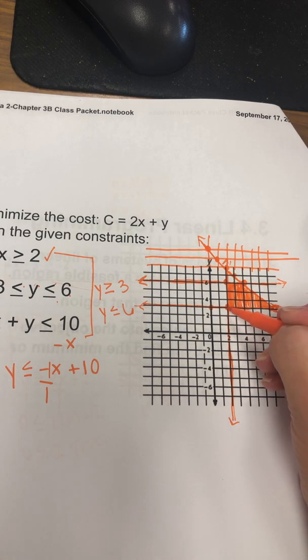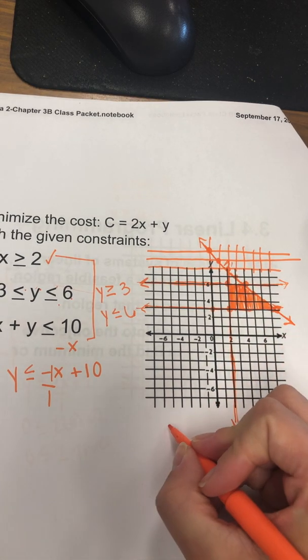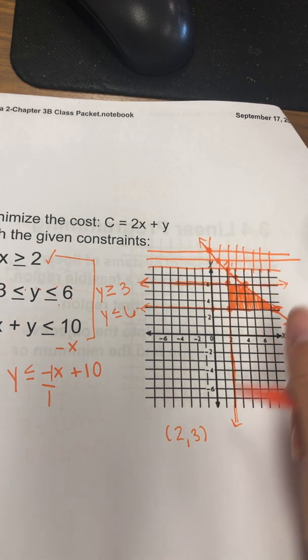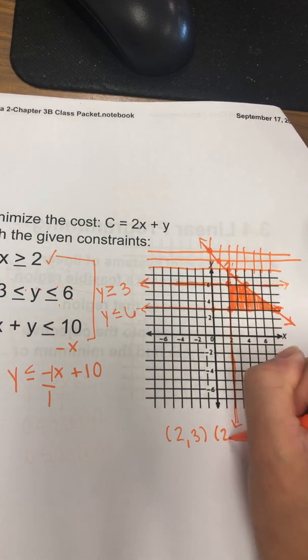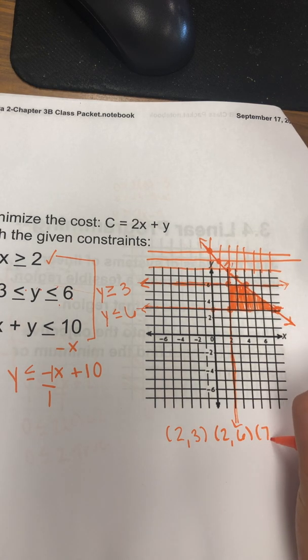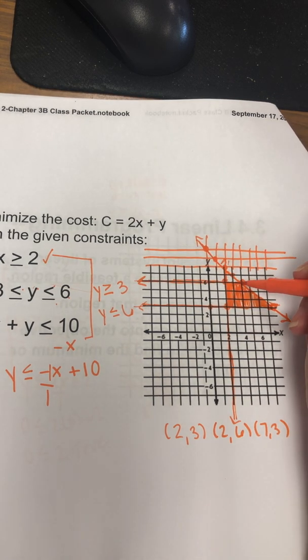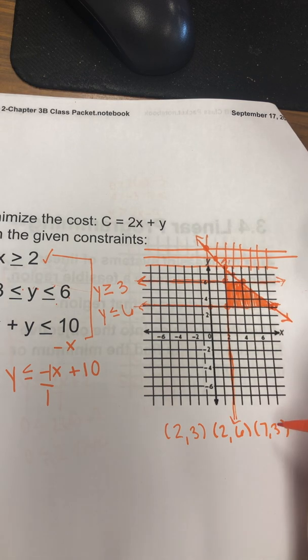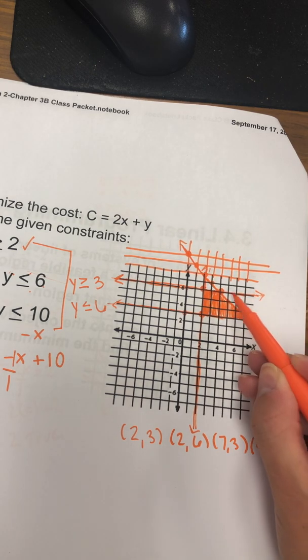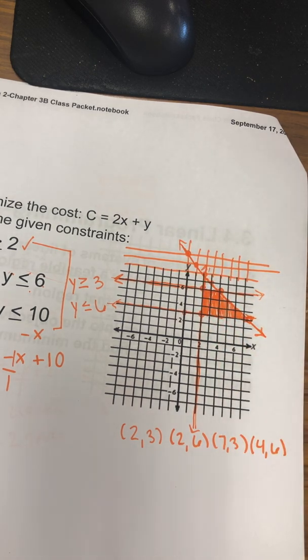So this point's at the point over 2, up 3. This point is over 2, up 6. This point is over 7, up 3. And lastly, this point is over 4, up 6. Those are the 4 points that create that region between those four lines.